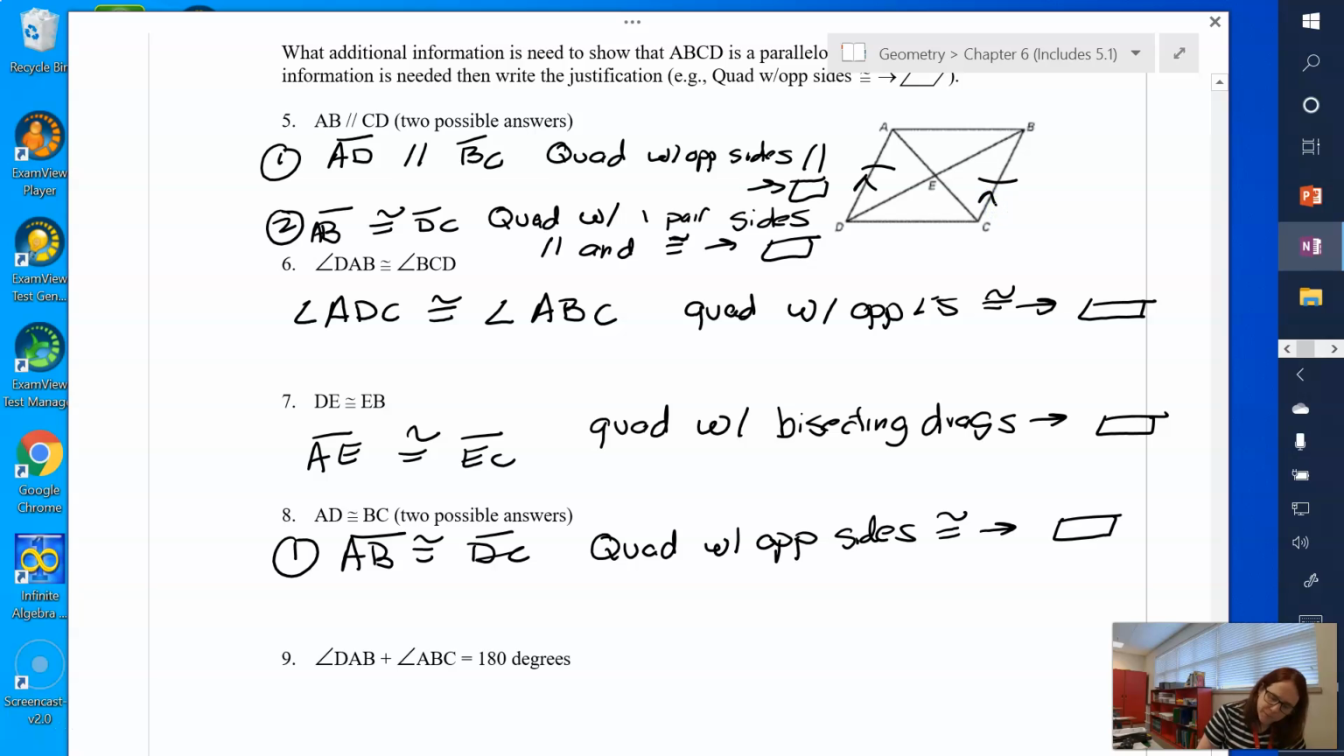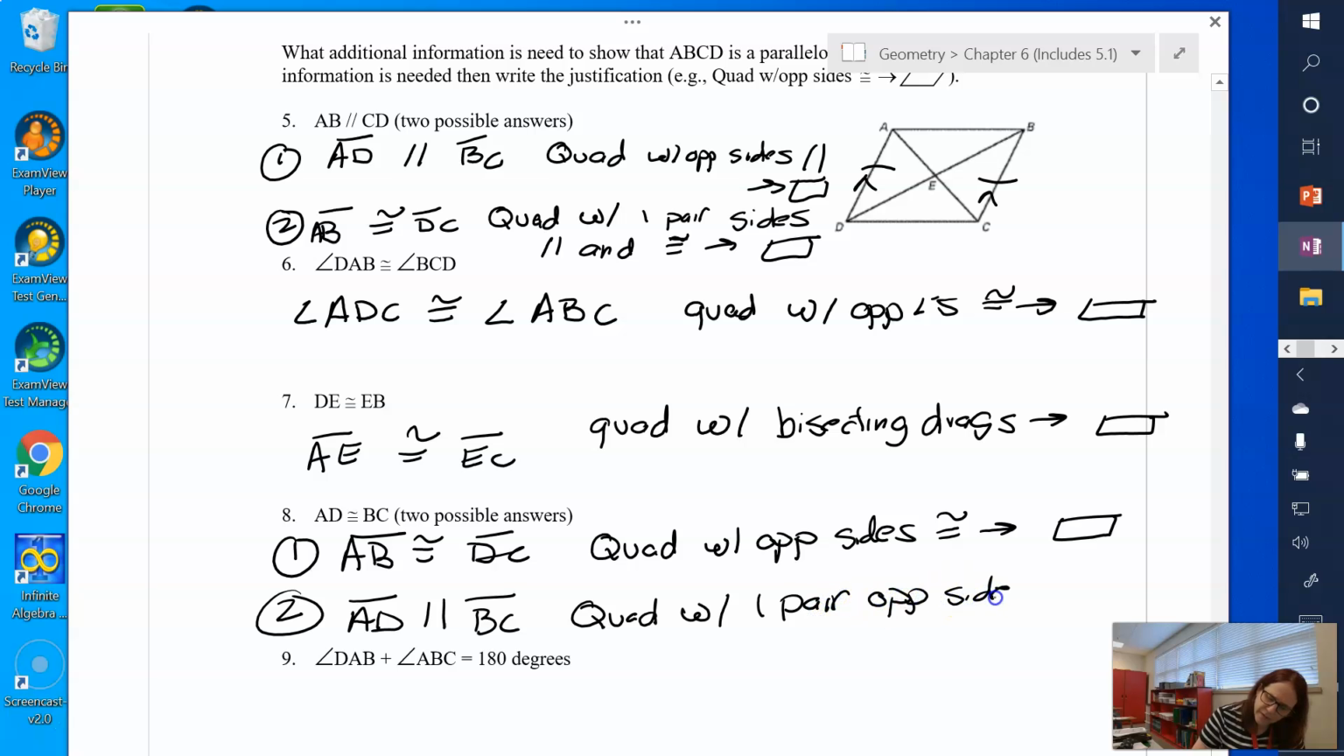Mark them parallel. So my second choice could be line segment AD parallel to line segment BC. Quad with one pair of opposite sides congruent and parallel implies parallelogram.